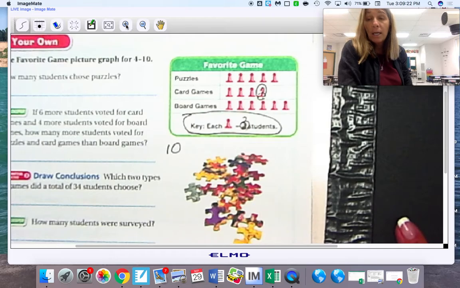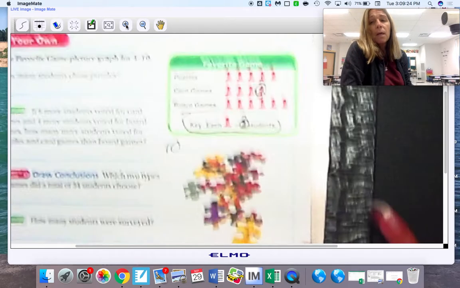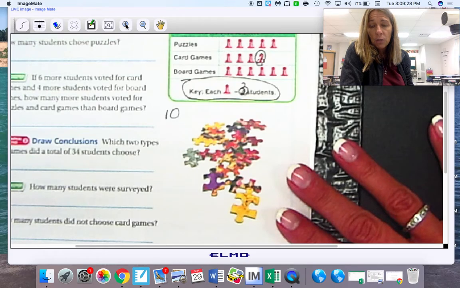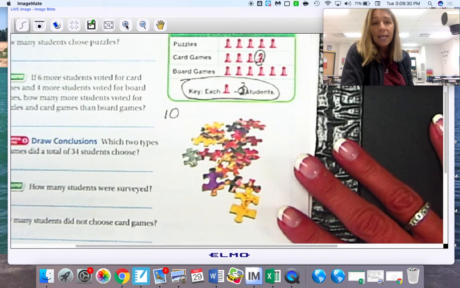All right, we'll be talking more about picture graphs this week. So you need to go ahead and jump onto your math picture graph slides for today.